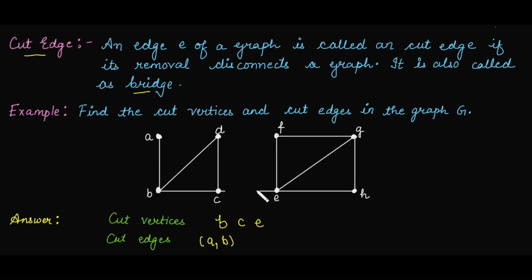If you remove the edge CE, now we get two different connected components, which means it is a disconnected graph. So the next cut edge is CE. Now what about this edge FE? If you remove this edge, we get a connected graph. It means this is not a cut edge. After removal of this edge, again we get a connected graph, so this is not a cut edge. After removal of this edge, again we get a connected graph. It means it is not a cut edge.